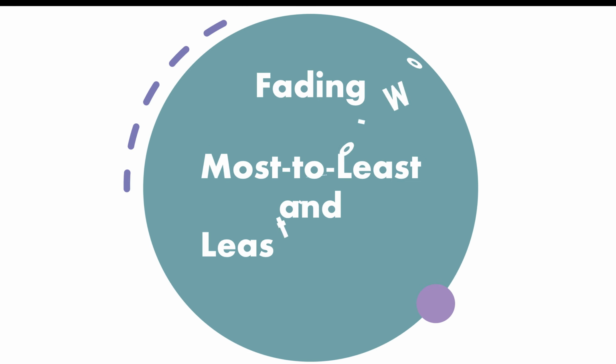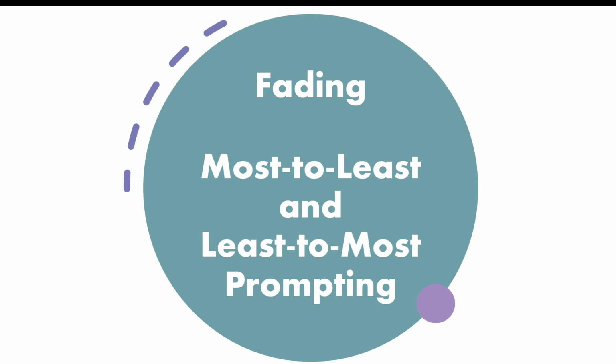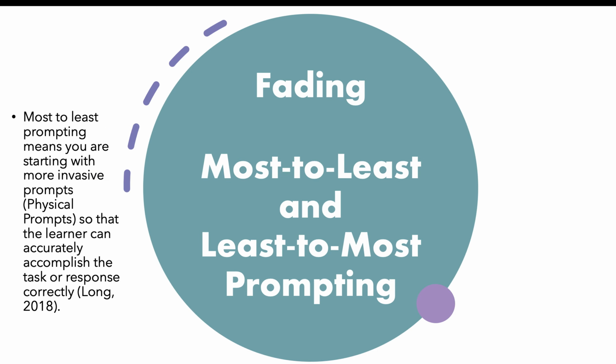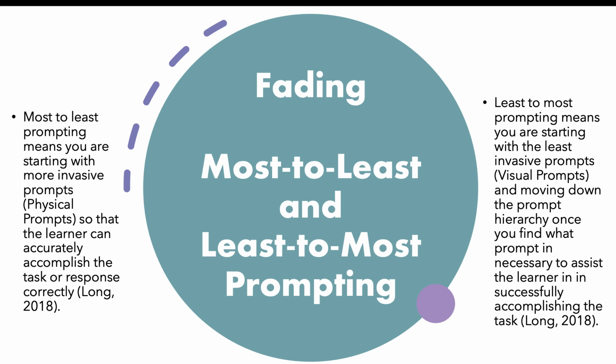Now let's talk about fading and most to least prompting and least to most prompting. So fading is important because you always want to, no matter what the prompt level, fade it to independence. With least to most, you're going to meet that individual with their least amount of prompting. So you're going to start at the top of that pyramid, the visual prompting, and you're going to work your way down to where they need assistance.